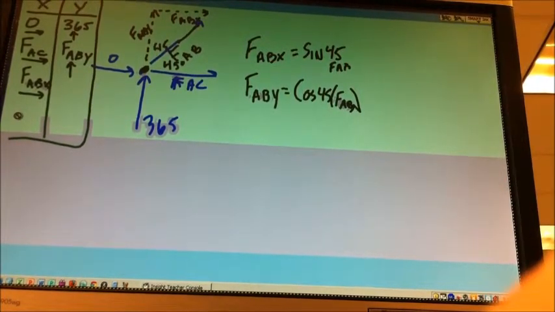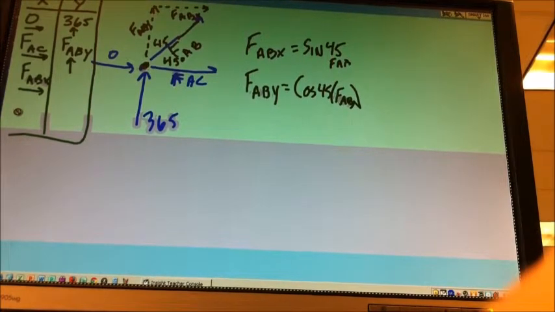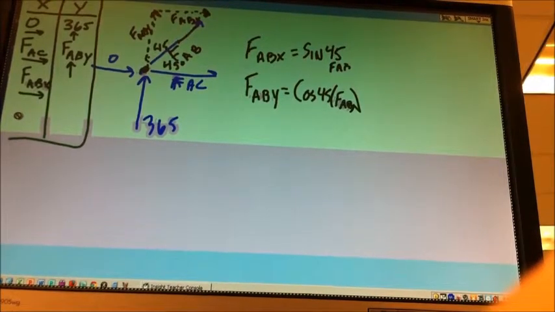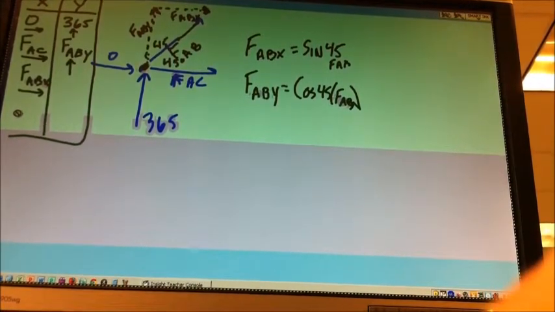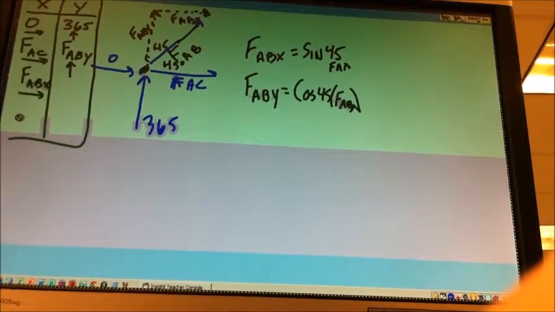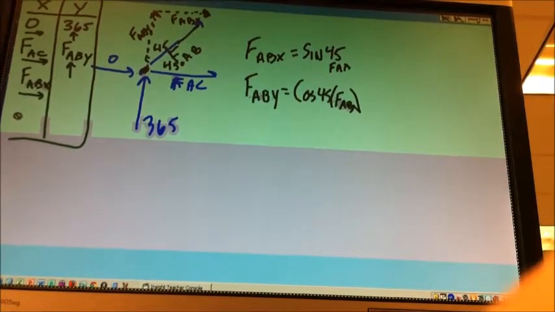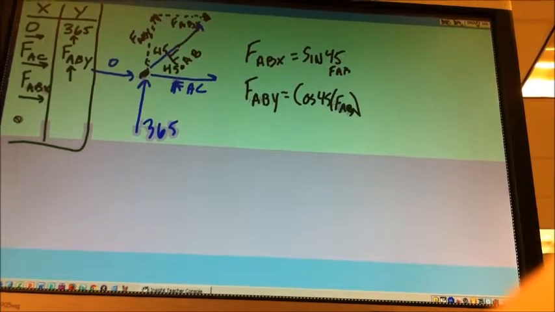How come we don't use the 300 pounds that are going down? We use that 300 pounds to calculate the reactionary force at point A and G. We don't want to put it in twice.